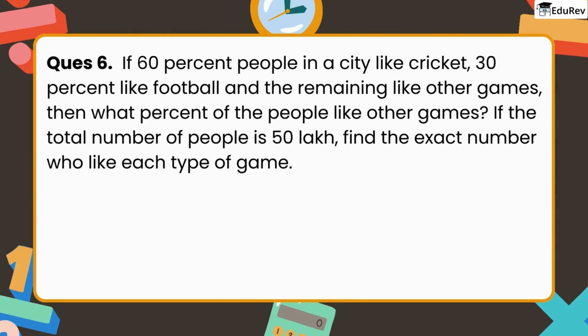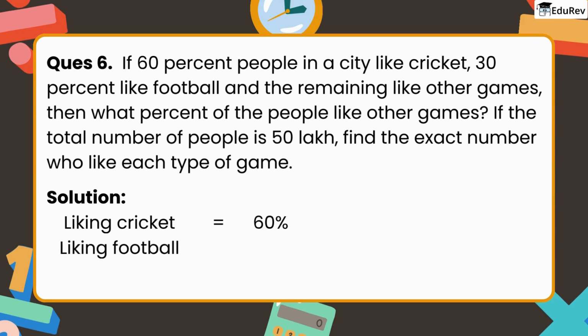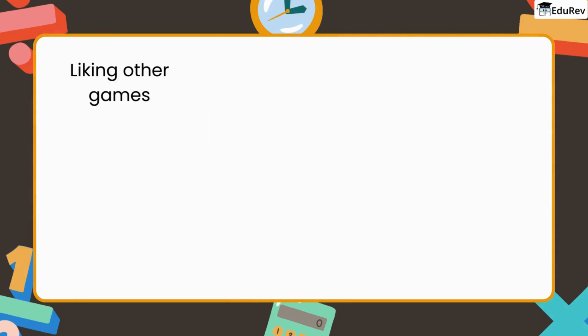Now, we have the last question. If 60% people in a city like cricket, 30% like football, and the remaining like other games, then what percent of the people like other games? If the total number of people is 50 lakh, find the exact number who like each type of game. Let's write down the information given to us. People liking cricket is equal to 60%. People liking football is equal to 30%. Total number of people is equal to 50 lakh. So, people liking other games come out to be 100 minus 60 minus 30, equal to 10%.